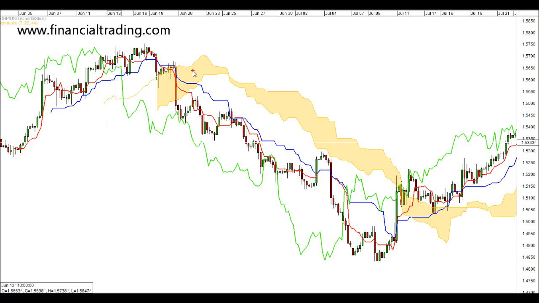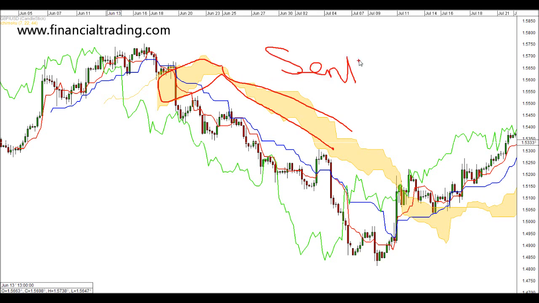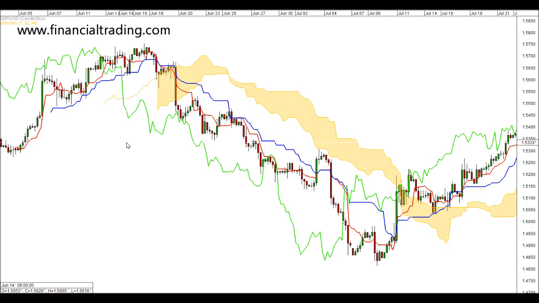Then the final part of the Ichimoku is this highlighted area in the market, which is the Senkou span, which gives us potential support and resistance areas in the market. The first line, closest to price, acts as the first support or resistance, and the second line acts as a second area of potential support and resistance.